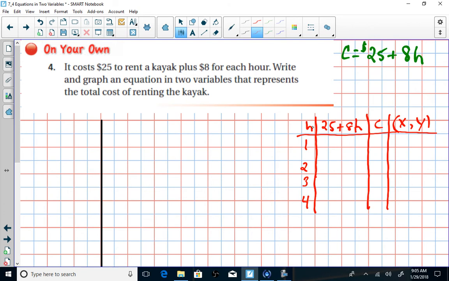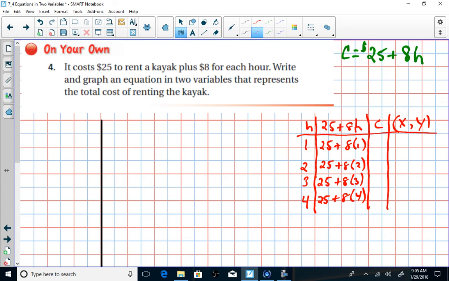Which means my H, my input, my independent variable, I'm going to replace H with 1. So this is going to be 25 plus 8 times 1. This is going to be 25 plus 8 times 2 because I'm replacing H with 2. This is going to be 25 plus 8 times 3. This is 25 plus 8 times 4.